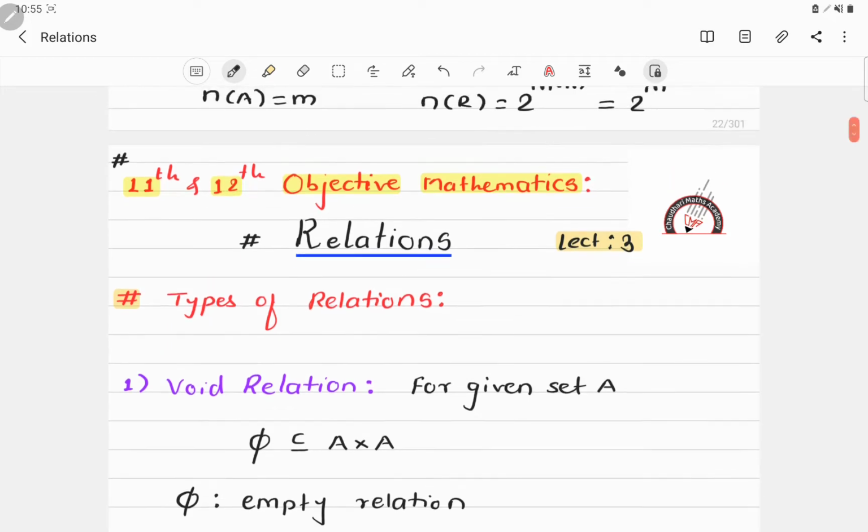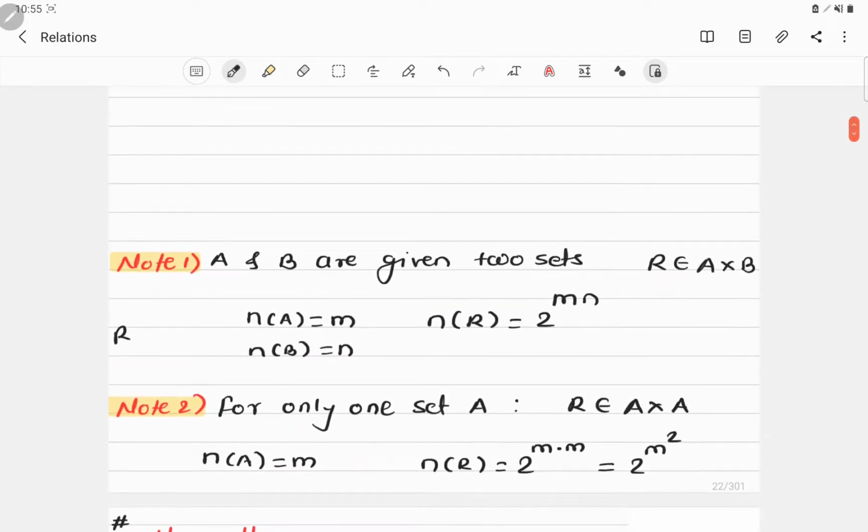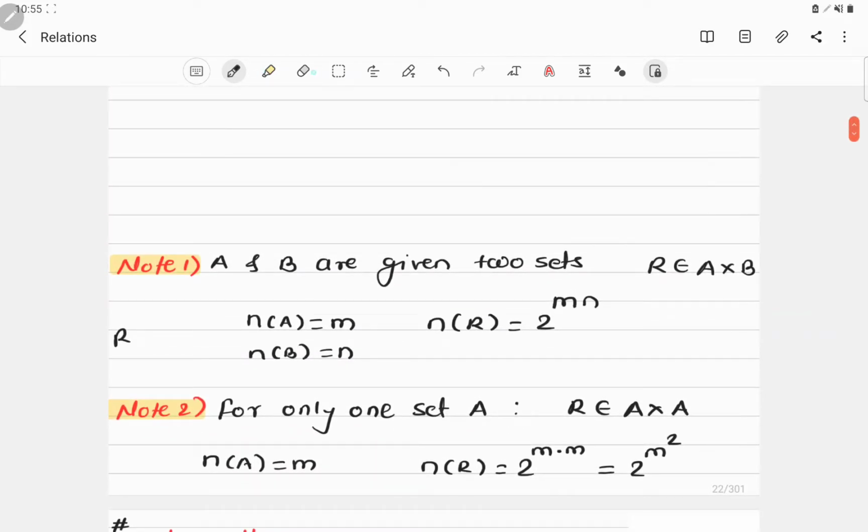Before that, let me explain one very important point related to relations. This is note number 1. I request every one of you, please write down this very important note.